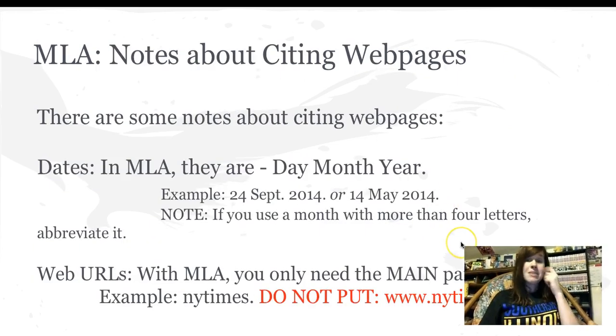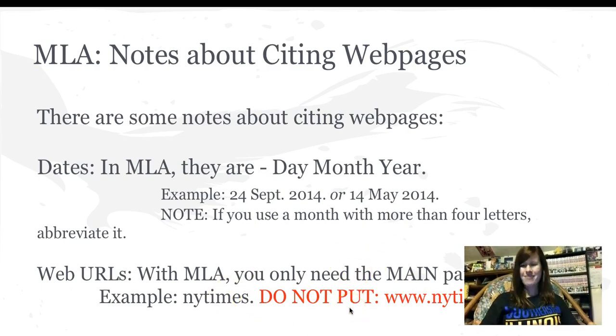All right. Dates. I will say this. Dates are done day, month, year. And a lot of people aren't used to that. So make sure that you do like I have the date here. Your day, if your month has more than 4 letters, you abbreviate it, and then the year. And like I have in the red here, do not put www on your URLs. I will mark it wrong. You've read it here. You've heard it straight from the source.